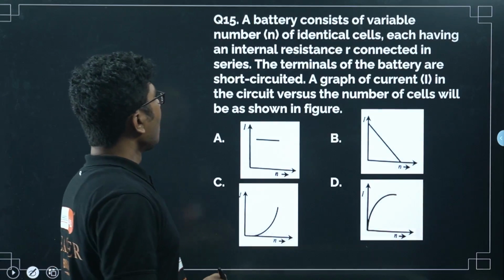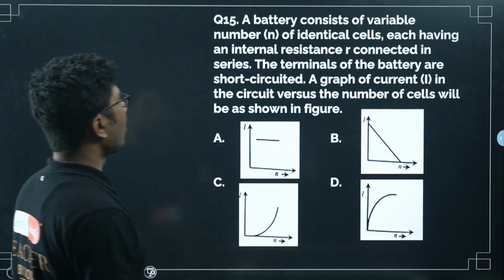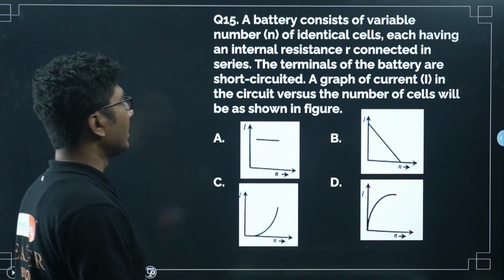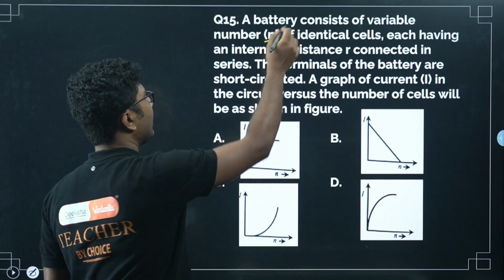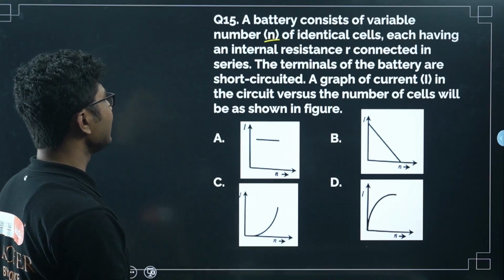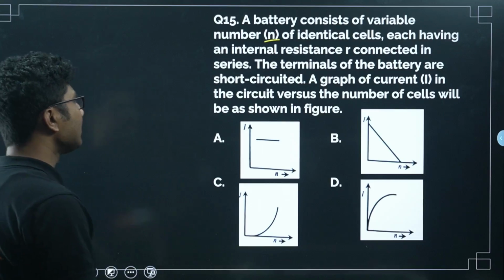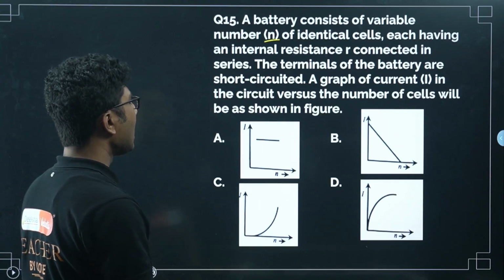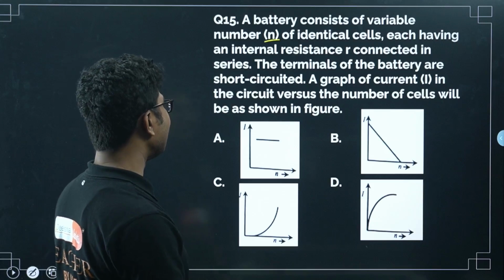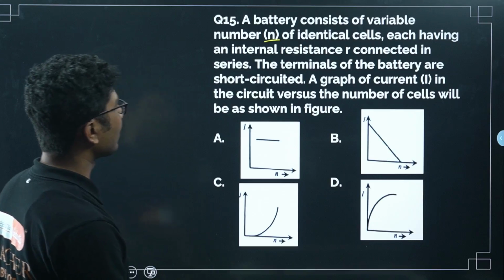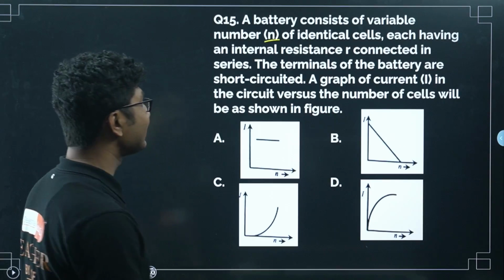Now, a battery consists of a variable number, n, of identical cells, each having an internal resistance R connected in series. The terminals of the battery are short circuited. A graph of current I in the circuit versus number of cells will be as shown in the figure. Now, what is this given?